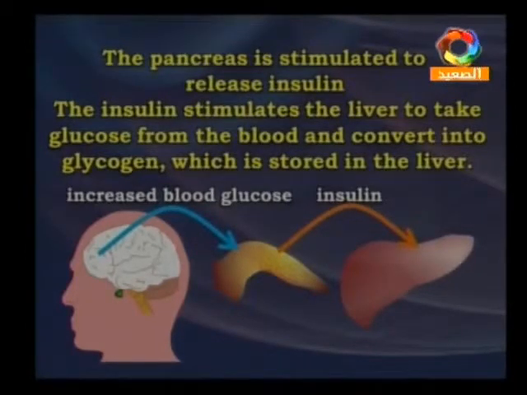If my body needs any part of this glycogen, the liver releases it out to the blood to increase the level of sugar. We have an uncontrolled, automatic activity that happens in our body to protect it from any increase or decrease of sugar. Why? Because the pancreas is stimulated to release insulin, and the insulin stimulates the liver to take glucose from the blood and convert it into glycogen, which is stored in the liver.